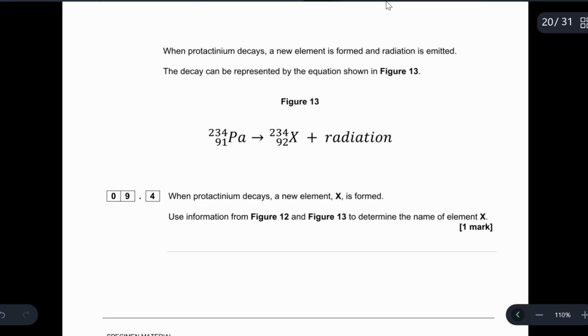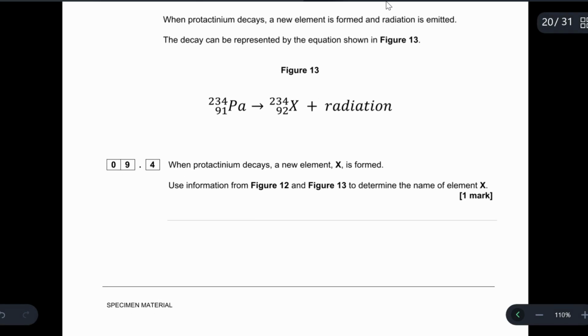When protactinium decays, a new element is formed and radiation is emitted. The decay can be represented by the equation shown in figure 13. When protactinium decays, a new element X is formed. Use information from figure 12 and figure 13 to determine the name of element X. So for this question, you do need to be able to use your periodic table.